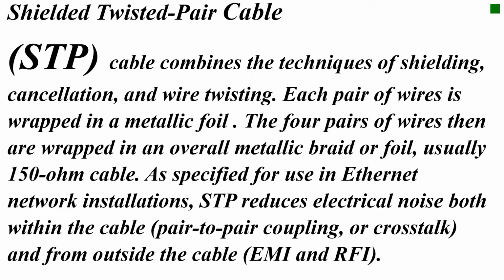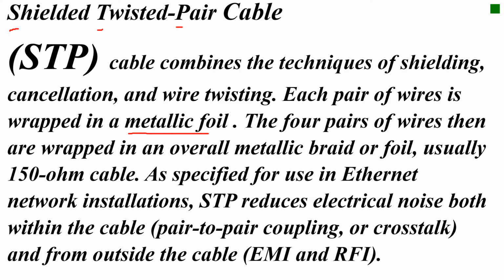Shielded twisted pair cable, STP. We have the S, the T and the P, so shielded twisted pair cables. The cable combines the techniques of shielding, cancellation, and wire twisting. Each pair of wires is wrapped in a metallic foil, made of copper or aluminum. The 4 pairs of wires then are wrapped in an overall metallic braid or foil.